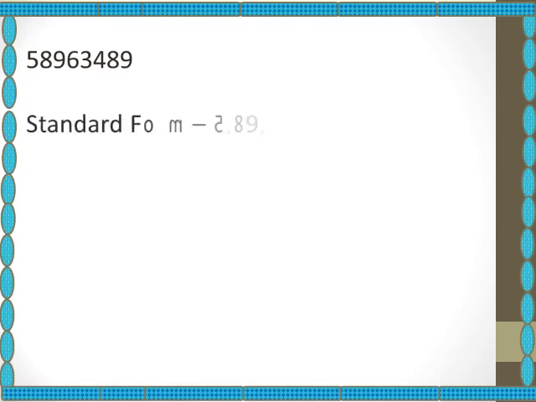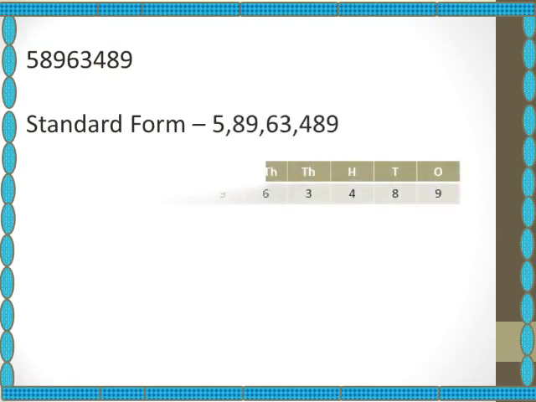Standard form means you should just insert the commas and write the number. How do you insert the commas? According to the place value chart, you have periods, right? So after each period, you have to insert the commas. How do you read this number?